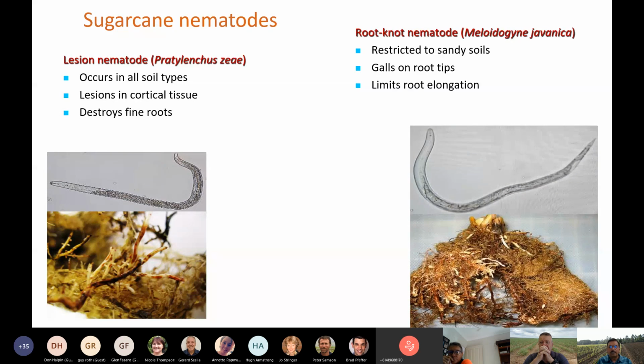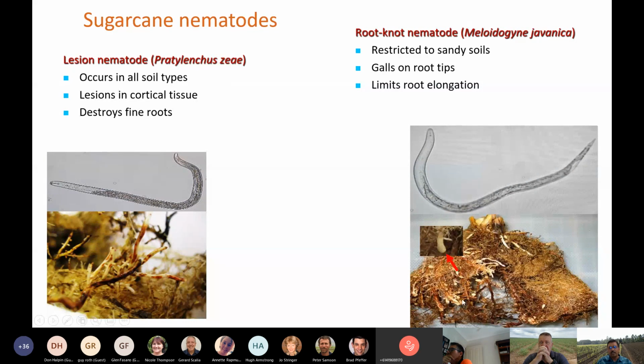The other one is root knot, which is mainly restricted to sandy soil, but it is actually the most damaging parasite of sugarcane. What it does is attack the root tips of sugarcane roots.